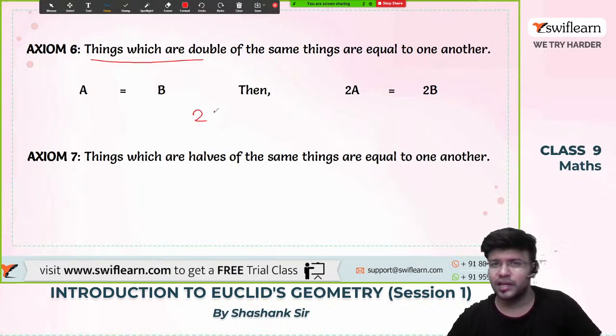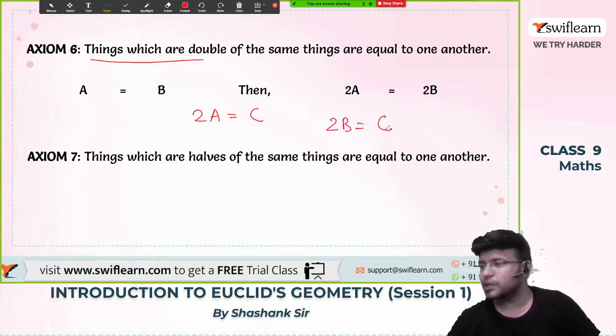Okay, we can say 2A is equal to C. 2B is also equal to C, double of same things. What does this imply? This implies 2A is equal to 2B.